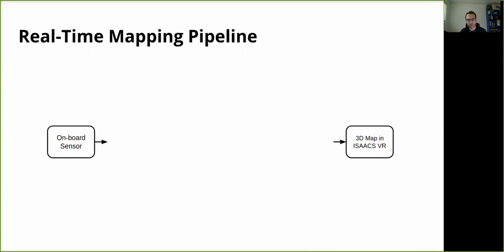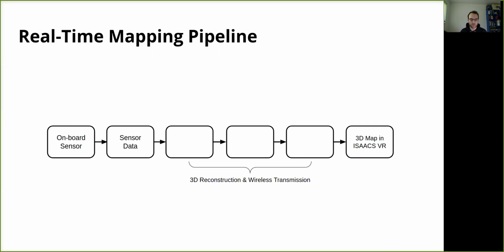So let's talk about the pipeline for such a mapping scheme. On the left, you can see we start with a sensor on the drone. And all the way to the right, we have our goal, which is to get a 3D map into the ISAC's VR interface. Obviously, the sensor will transmit some data. But now the question is, what do we do between getting the data and getting the map? We need to solve the problem of how we generate a map and how we get that map from the drone that's currently flying to a computer on the ground.